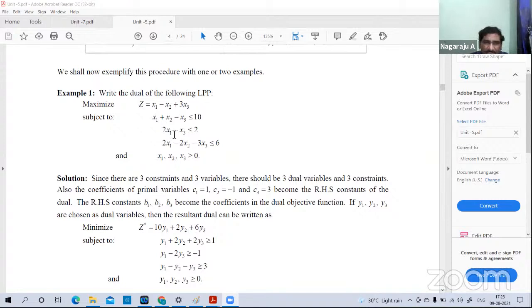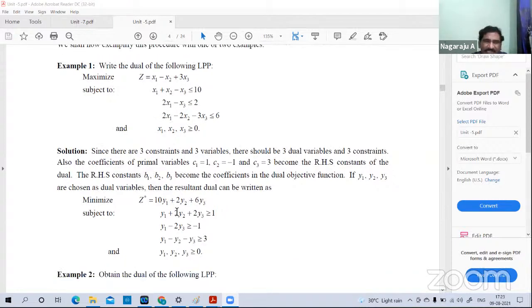In the second constraint x2 is not there, so there we take that as 0. So here y1 plus 2y2 plus 2y3 is less than or equal to, which can be converted to greater than or equal to. And in the middle part I am taking y1 plus 2y2 plus y2, not 2y3, plus y2 minus y3, greater than or equal to 0. So like this we can convert the inequalities of the primal to the dual problem.